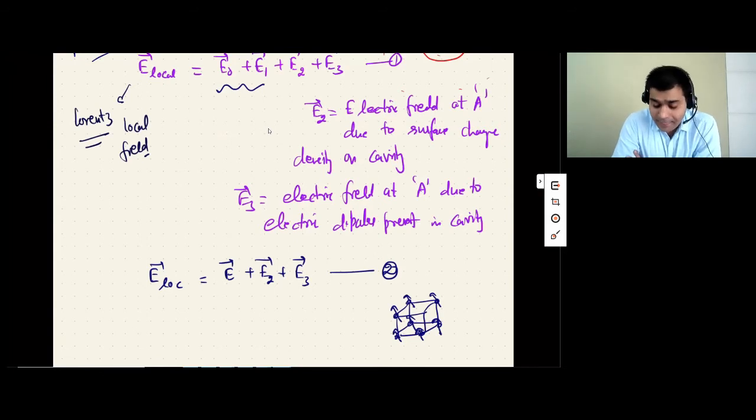And in fact, if you think of an amorphous material where there is no arrangement as such and things are completely random, then because of this random nature, again we get E3 to be zero.